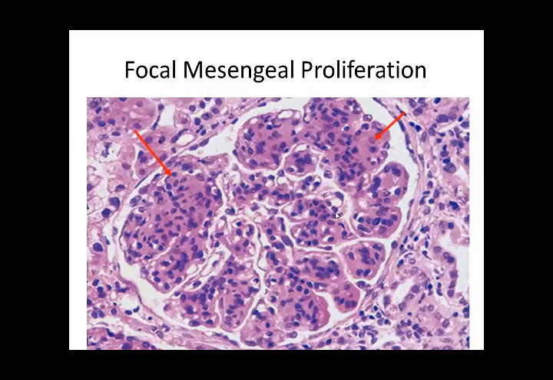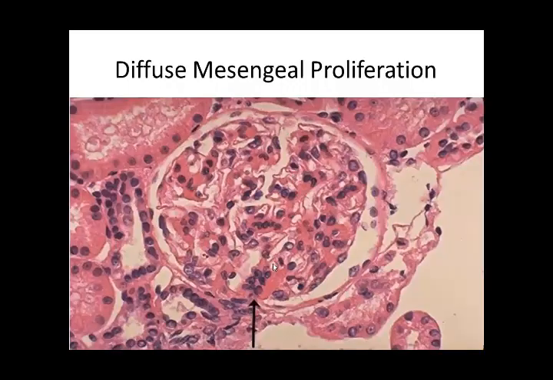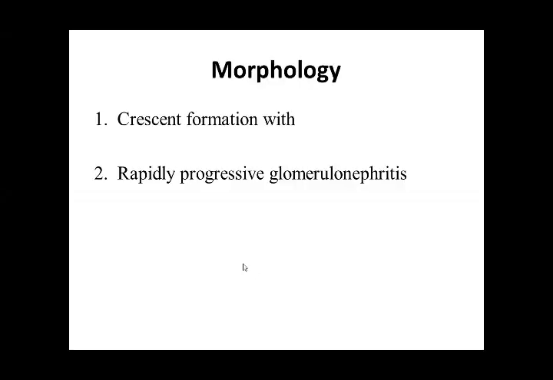Do we have a crescent formation here? No. There is just, you can see multiple lobules are formed because of increased mesangial proliferation. And mesangial proliferation is here and here, right? Most of the mesangial proliferation is here, and this is focal proliferation of glomeruli. Mesangial proliferation here, a little bit of there, but it is not a global proliferation.